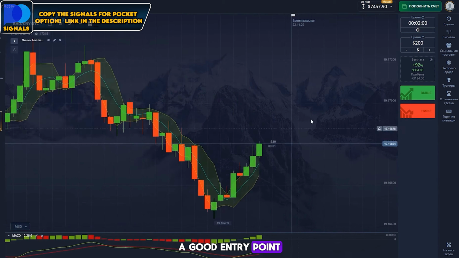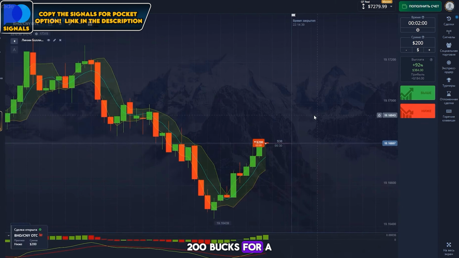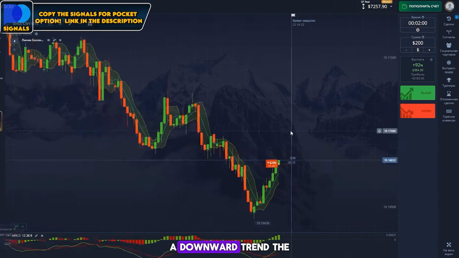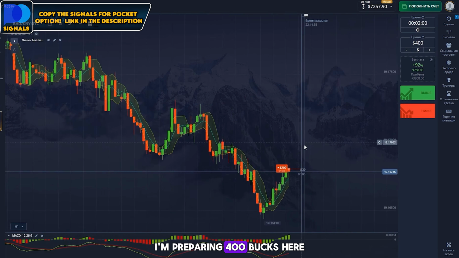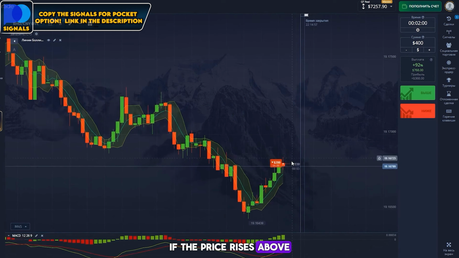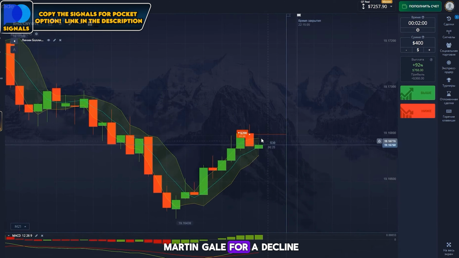A good entry point, 2 minutes, $200 for a decline. Firstly, a downward trend, the price is falling. Secondly, exiting from the Bollinger Bands. I'm preparing $400 here. If the price rises above, I will take a martingale for a decline.